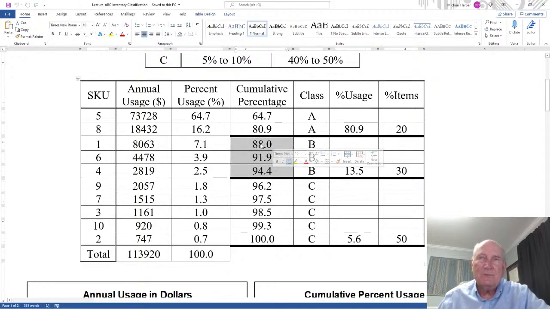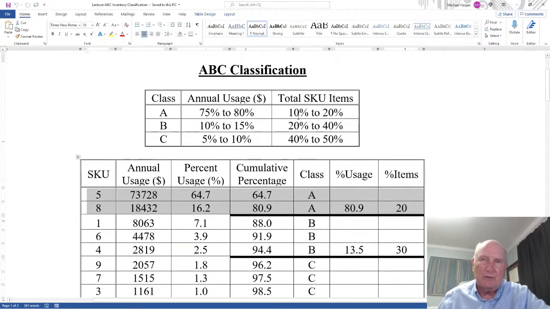Well, let's start categorizing these. So let's say 80%, let's call those Class A items. The percent usage of those Class A items is 80.9%. We just copy that over. Now the percent of the items: there are 2 items out of 10, and 2 out of 10 is 20%. So 20% of the items make up over 80% of the percent usage when you look at the dollar usage. So that's an indication of something called the Pareto law, or the Pareto rule, or the 80-20 rule.